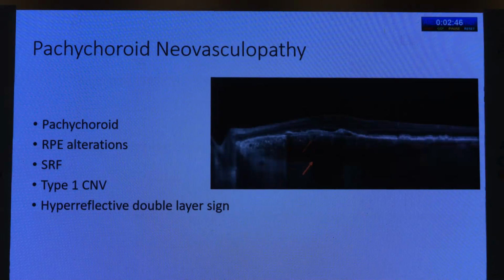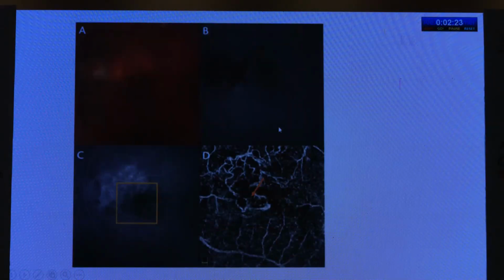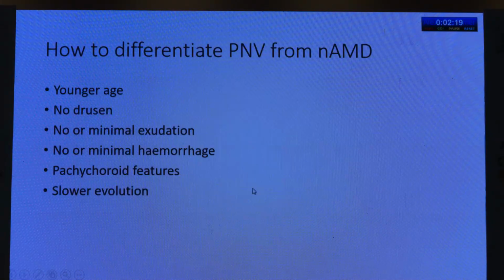So these are the pachy vessels. You can see overlying there is double layer sign, and there is presence of subretinal fluid. Again in this picture you see there is subretinal fluid and a hyperreflective double layer sign. Although no neovascularization is seen in this picture, in this OCTA you see there is presence of neovascularization, so it can be pachychoroid neovasculopathy.